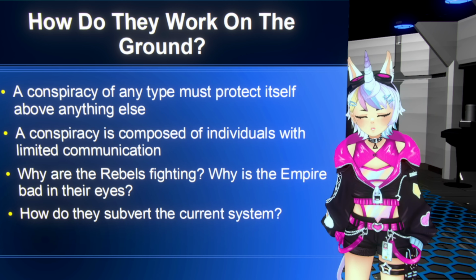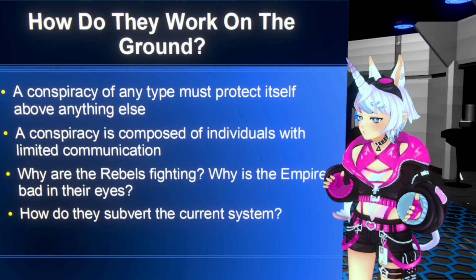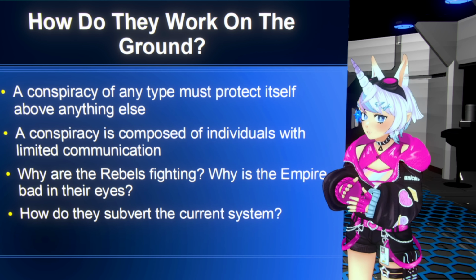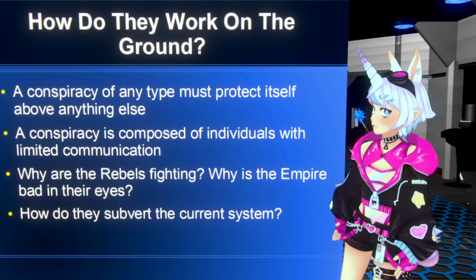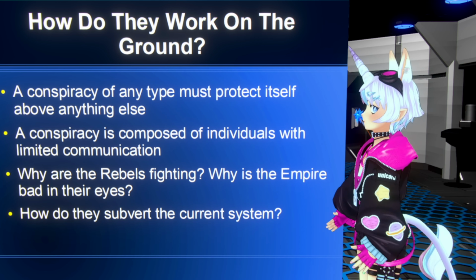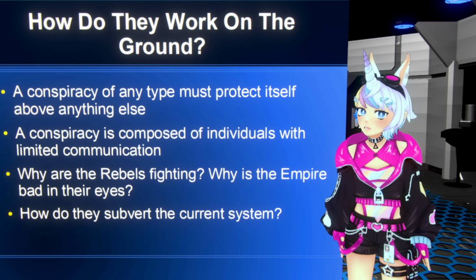A conspiracy is also composed of individuals with limited communication. So there are going to be individual actors who have their own distinct egos, their own distinct personalities, ways of doing things, and they're not going to be able to talk to a lot of people, so they need to have a degree of autonomy.